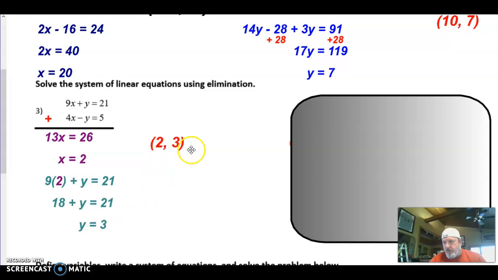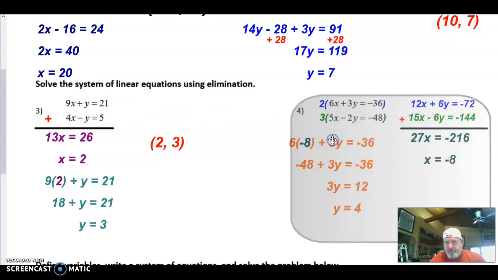Again, don't forget to put your ordered pairs in parentheses there at the end. So if we've got x and y, write as an ordered pair. Please be careful here with your signs. If they're opposites, you add. If they're the same, then you're going to subtract.